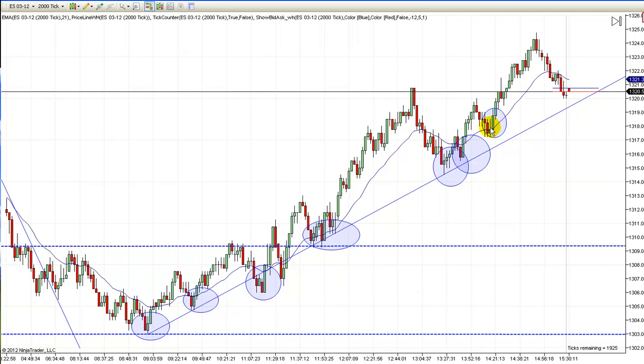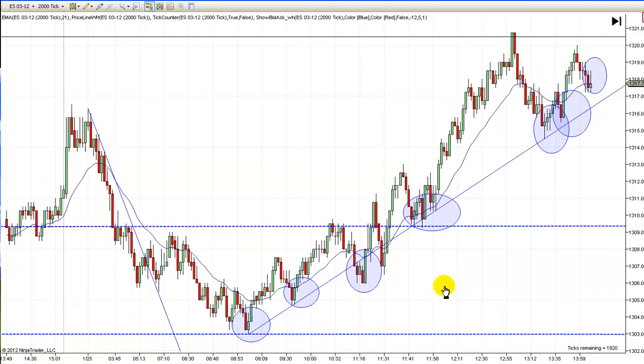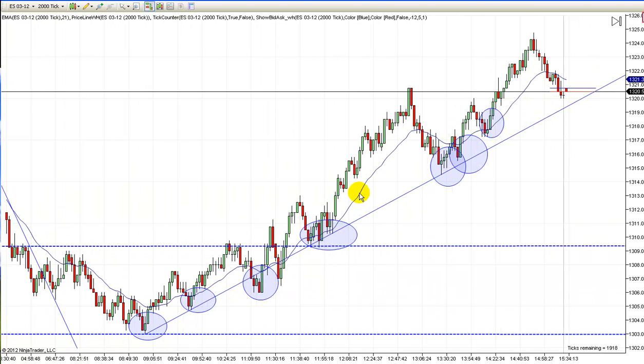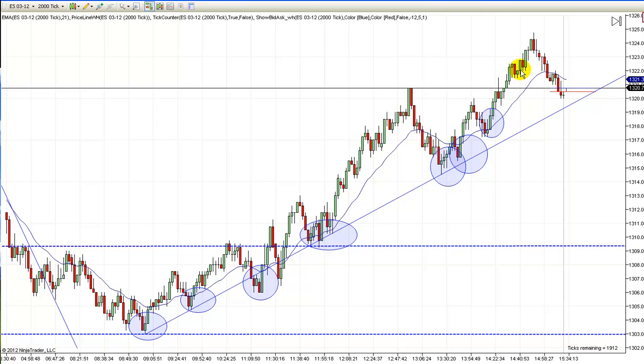I mean, we haven't had a lot of these lately where the trend goes and it never even gets back to the trend line. It just keeps pulling back to the 21 bar EMA and going higher, because we haven't had any real good trending lately. This is a good trend, particularly for what we've been looking at over the last couple of months.